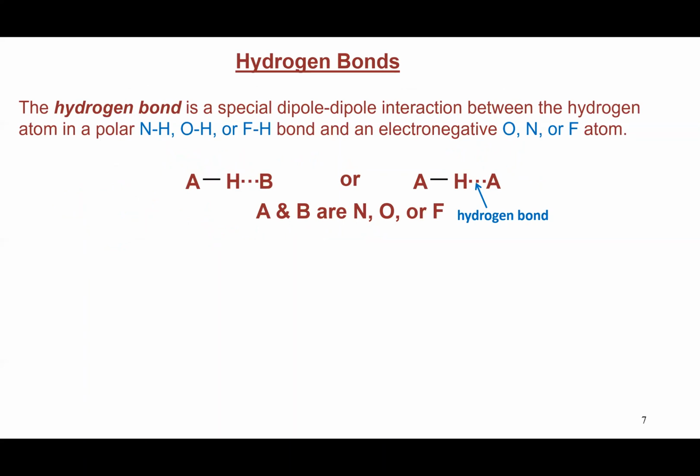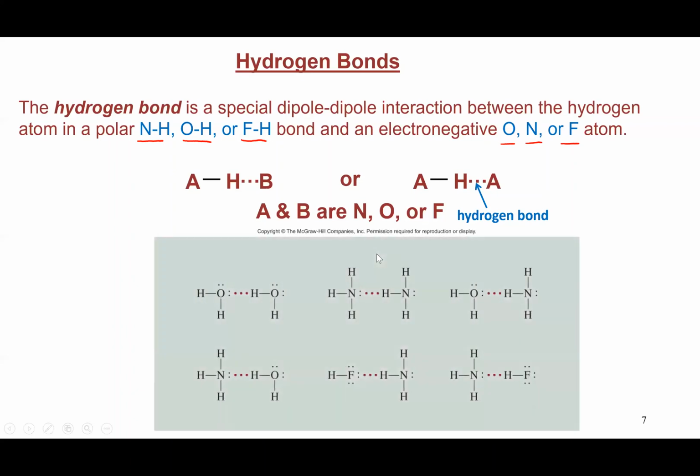A special type of dipole-dipole force is called the hydrogen bonding. And a hydrogen bond will form if the substance or the molecule contains a nitrogen-hydrogen bond or oxygen-hydrogen bond or fluorine-hydrogen bond in combination with another part of the molecule that contains nitrogen, oxygen, or fluorine. So what you need to have is at least a nitrogen-hydrogen or oxygen-hydrogen or fluorine-hydrogen bond in your molecule, and then one other part of the molecule should contain either nitrogen, oxygen, or fluorine. Any combination of any of these will develop hydrogen bonding.